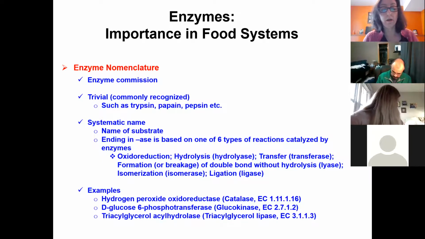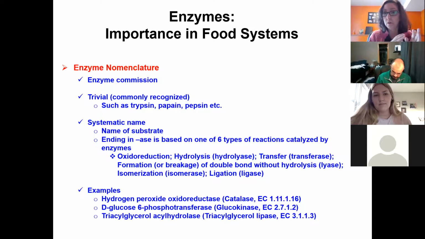So here are some examples. The hydrogen peroxide oxidoreductase is called catalase, but can also be referred to as peroxidase. Catalase and peroxidase are the same thing. Hydrogen peroxide is broken into H2O and oxygen. So hydrogen peroxide is reduced, basically.